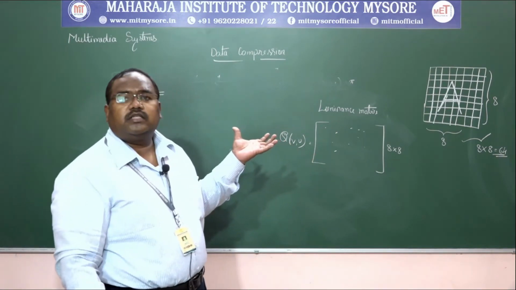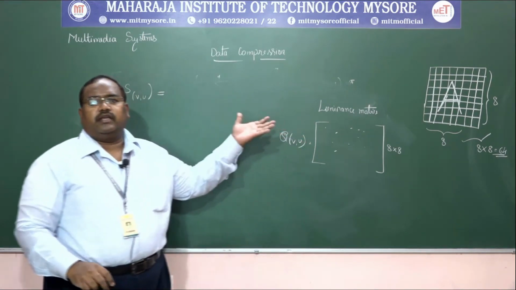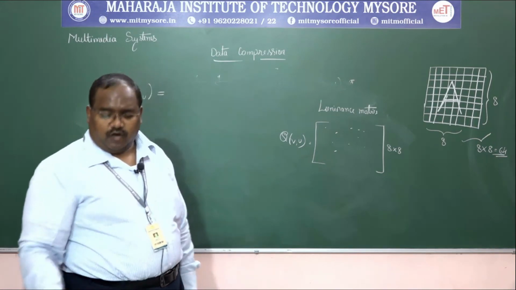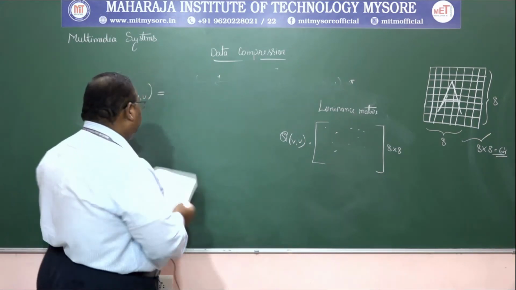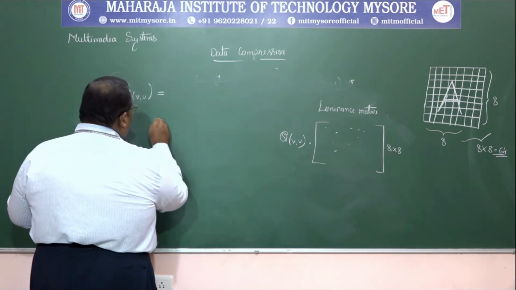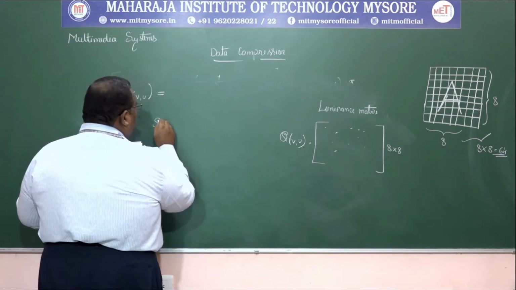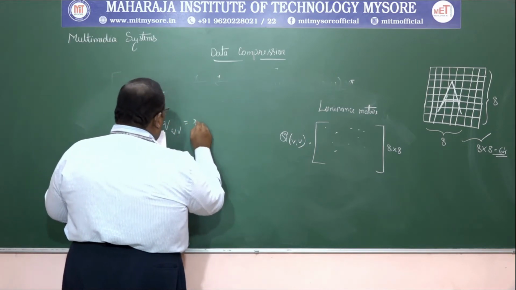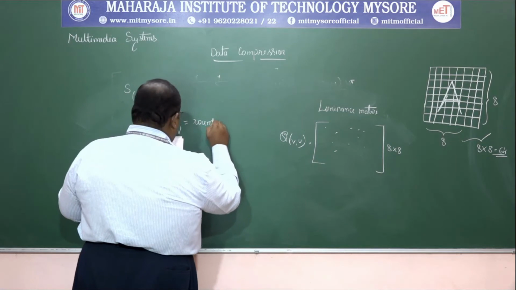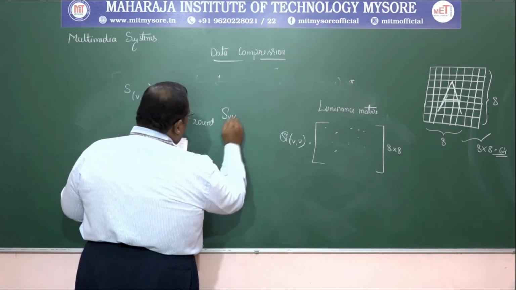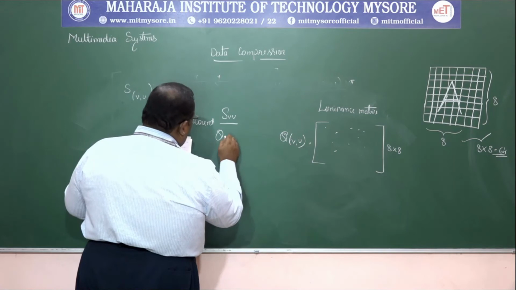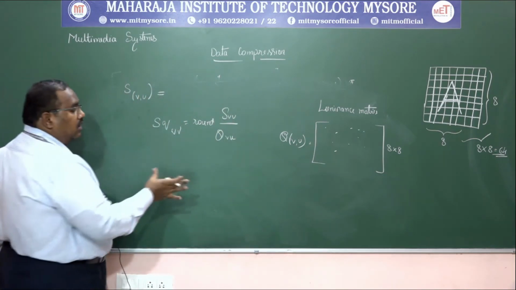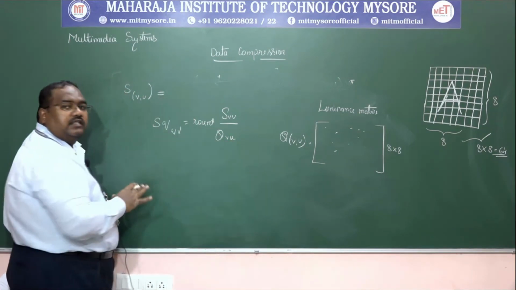So the luminance matrix, how does it look? You can see it here. It is a standard matrix. Now we would apply the formula. What is that formula? S of Q of VU is equal to round of capital S of VU by capital Q of VU. That means we are dividing and rounding off the result.